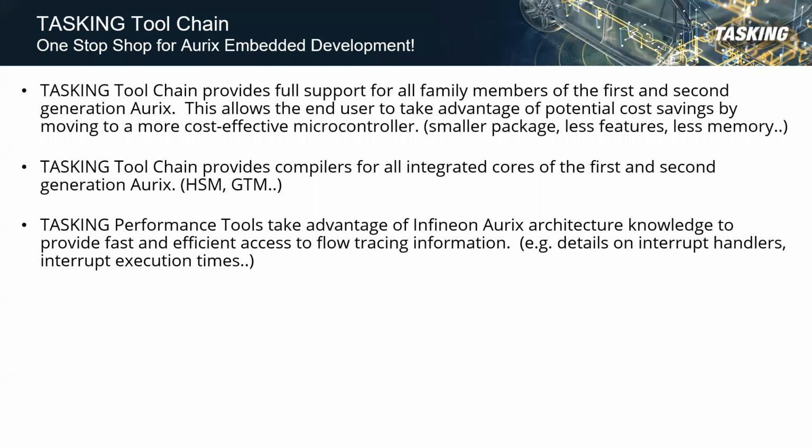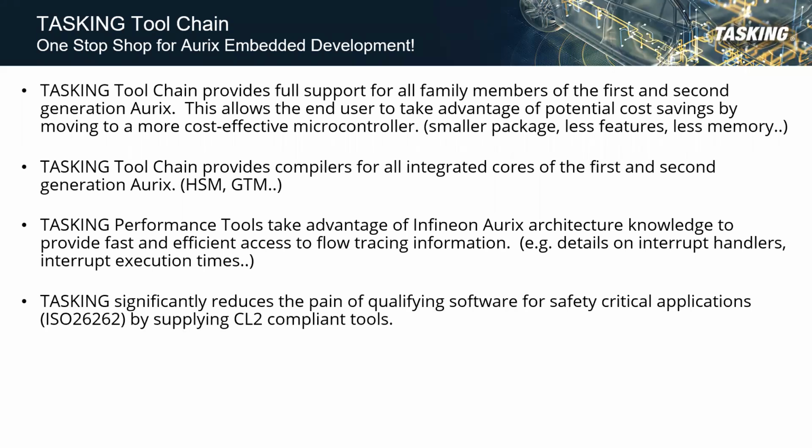The tasking performance tools take advantage of the Infineon AURIX architecture knowledge to provide fast and efficient access to flow tracing information. Tasking and Infineon have worked together since the mid-'80s, so there's a very close relationship there, and that's one of the key benefits tasking can provide: insight into the AURIX architecture and knowledge into how the AURIX is developed and how it was created. Our performance tools take advantage of that know-how to provide efficient flow tracing information to you, the end user.